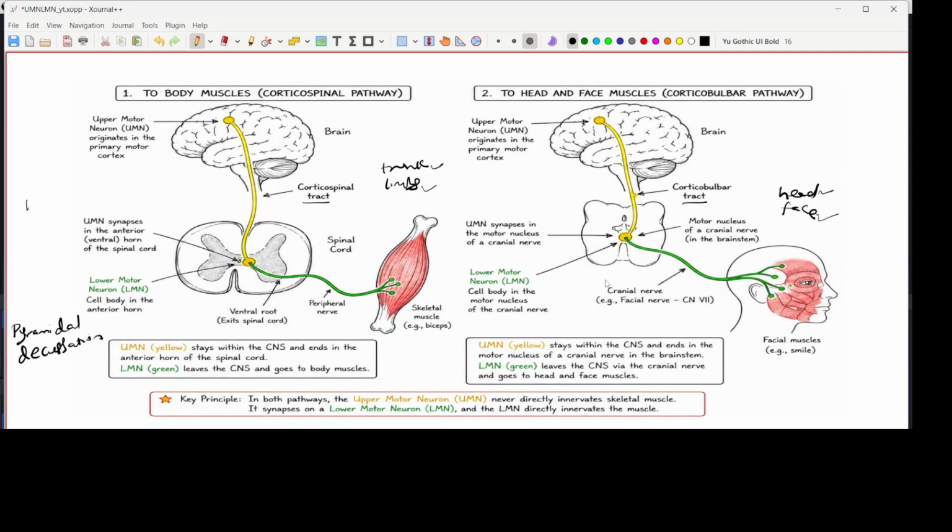So thank you so much for watching this video. I believe we've understood what the upper motor neuron and lower motor neuron is all about.